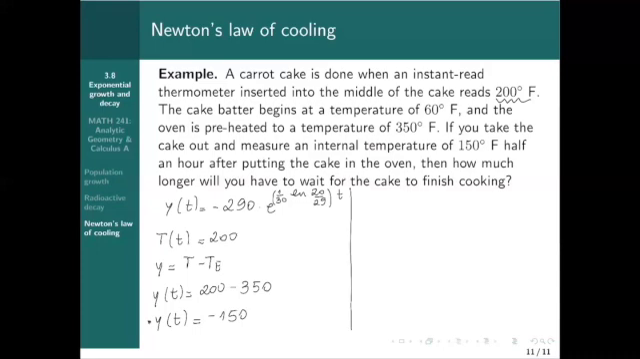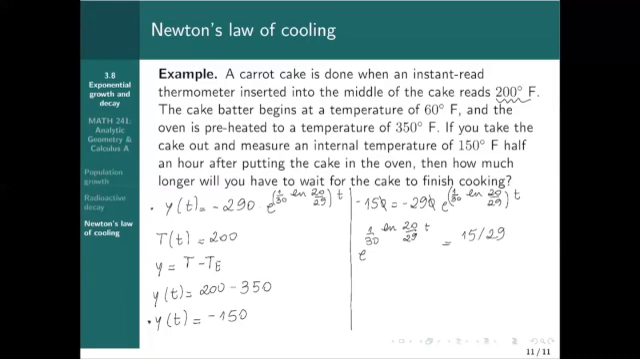So now we combine this information with this one, those two equations, and then we get minus 150 is equal to minus 290 times e raised to that exponent, 1 over 30 ln of 20 over 29 times t. Now we can divide both sides by 10. So we're going to have e raised to 1 over 30 ln of that times t, that is equal to 15 over 29.